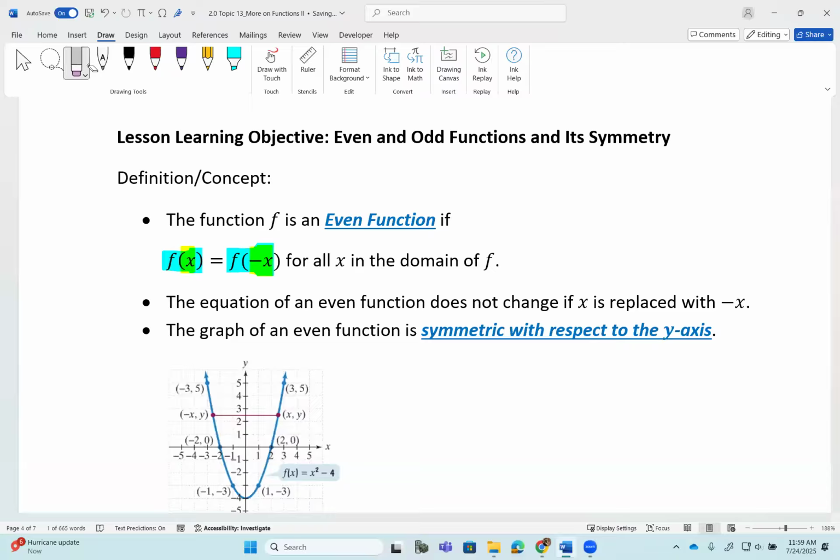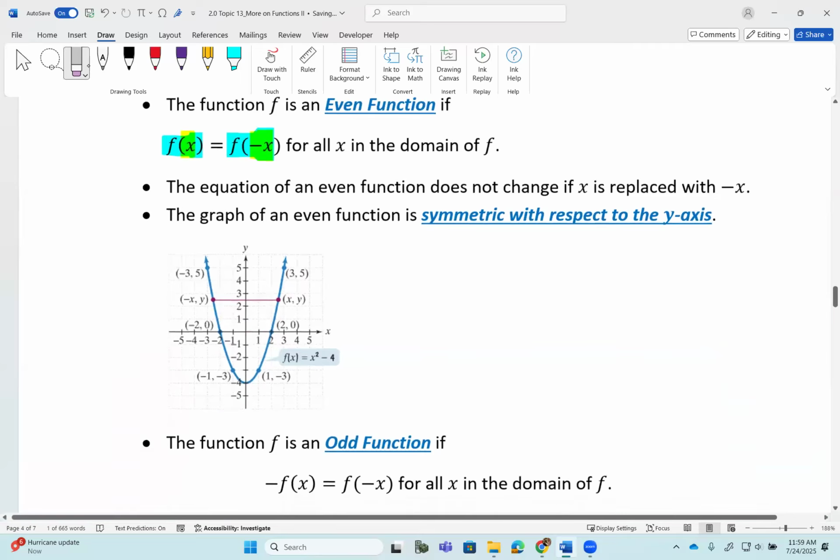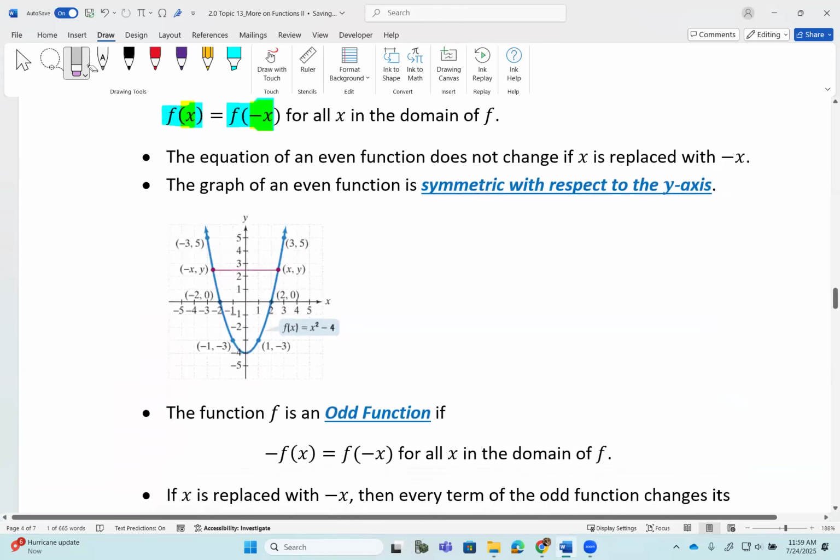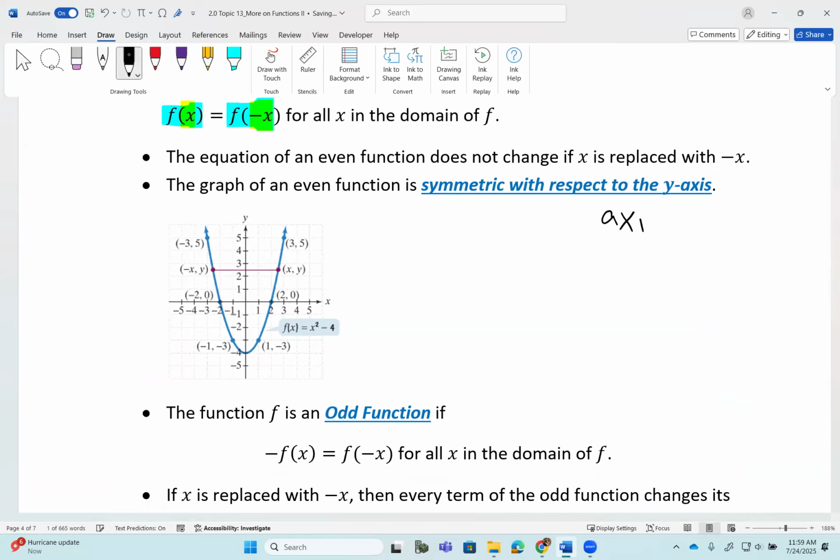An even function is symmetric with respect to the y-axis. For right now, it's symmetric to the y-axis. Later on, it will be symmetric with respect to the axis of symmetry. That's what we will call it later on in a different topic. So here, a parabola is considered an even function. I input an x value and a negative x value. If the two y values are exactly the same, then the function is even.